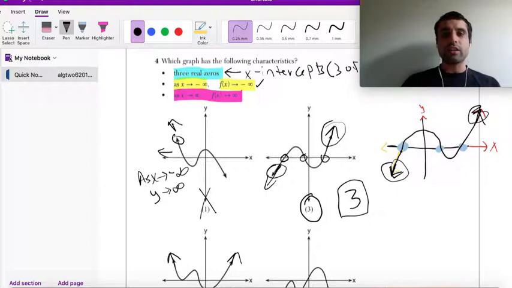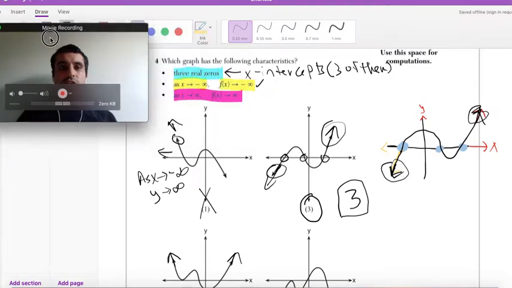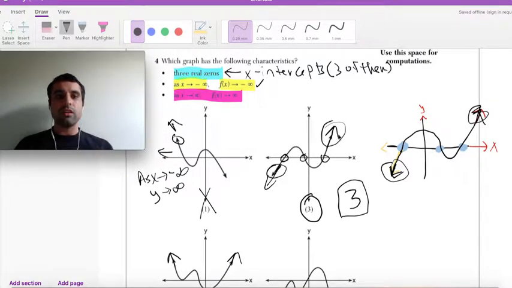You just need to know how to determine the zeros or the x-intercepts, and you need to know how to recognize end behavior. Okay, so let's move along to question 5.